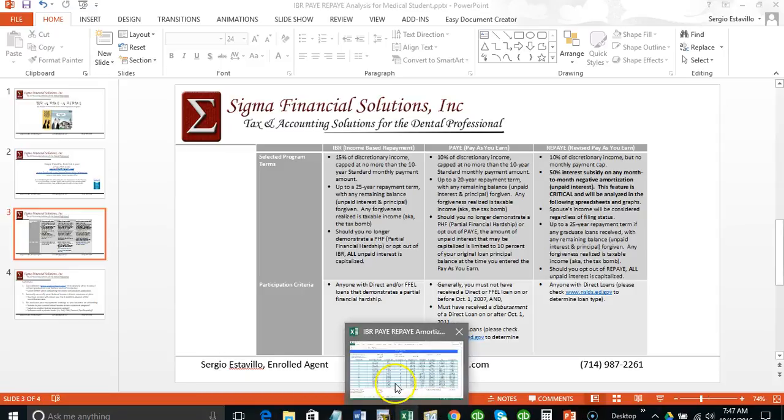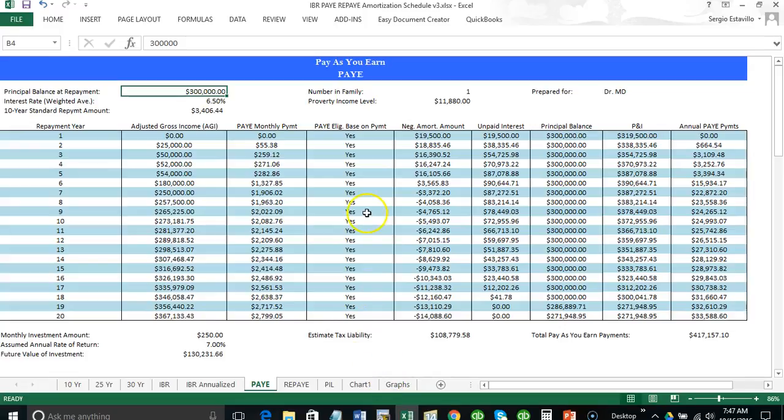So let me go into a spreadsheet, and I'll start off with Pay As You Earn to give you a point of comparison. I'm assuming that this individual has $300,000 outstanding at an interest rate of 6.5%. I do recommend that as soon as you complete medical school, so let's assume that you graduate in May and start your residency in July, you consolidate your loans immediately upon graduation from medical school and before you start your residency.